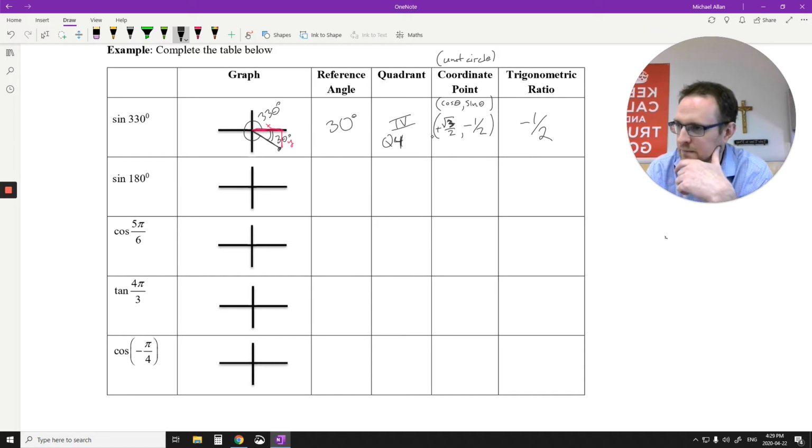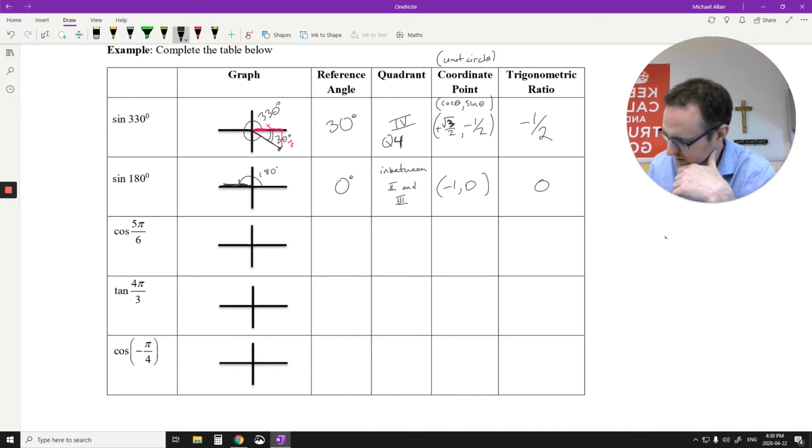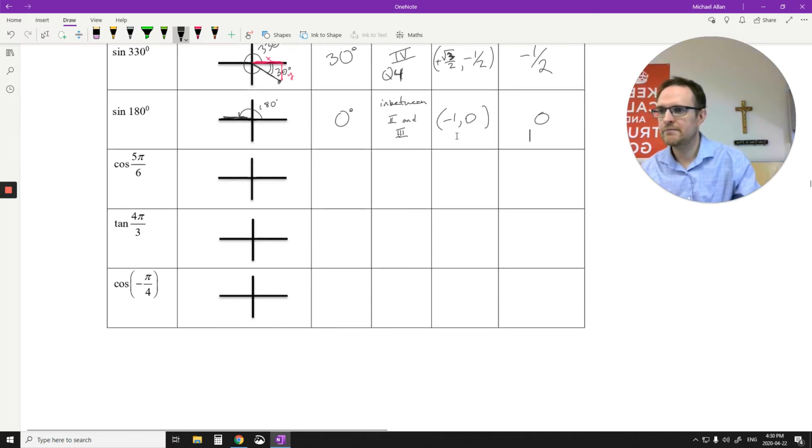Cool. 180. So let's draw the 180 there. Actually, the reference angle to the nearest x-axis, if you're on the x-axis, the reference angle is 0. 180 minus 180 is 0. You're not in a quadrant. This is what we call a quadrantal angle. You could say which two quadrants you're in between, between 2 and 3, but you're not in a quadrant. On the unit circle, the point would be negative 1, 0, and we're talking about sine, so this would be 0. So I can go to sine 180 on my calculator, I get 0 as well. Okay.